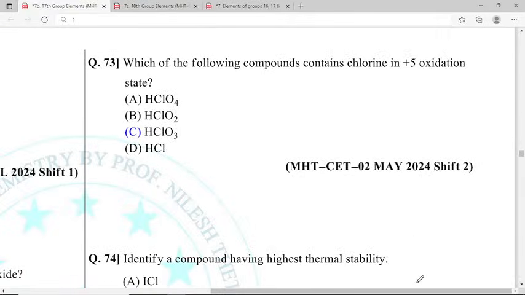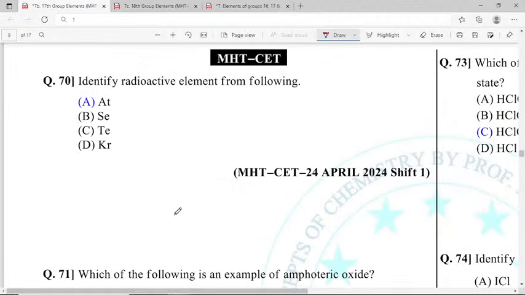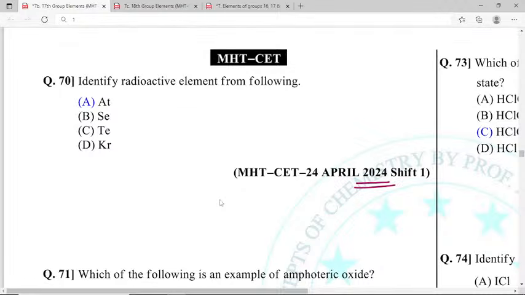Now start the 2024 questions. Question 2024, please note down here. Identify the radioactive element from the following. I am asking the question the same way here. Astatine. Astatine is a radioactive element, group 17 halogens.